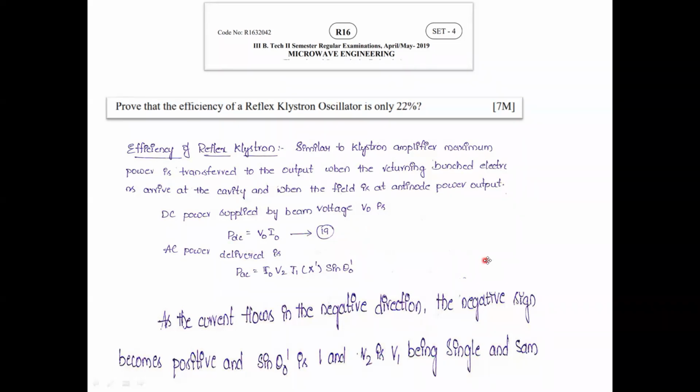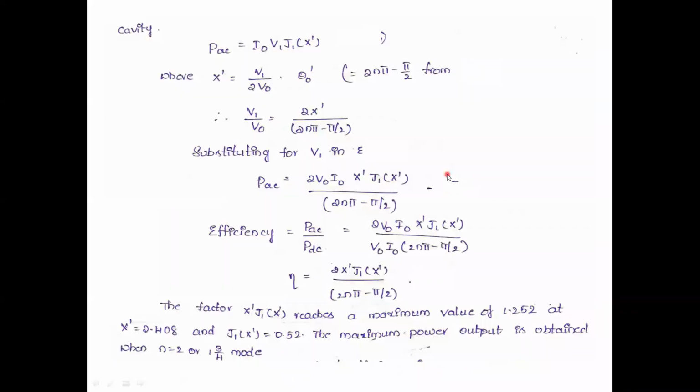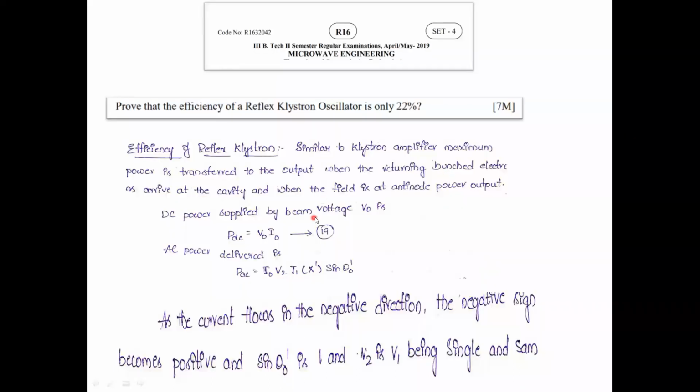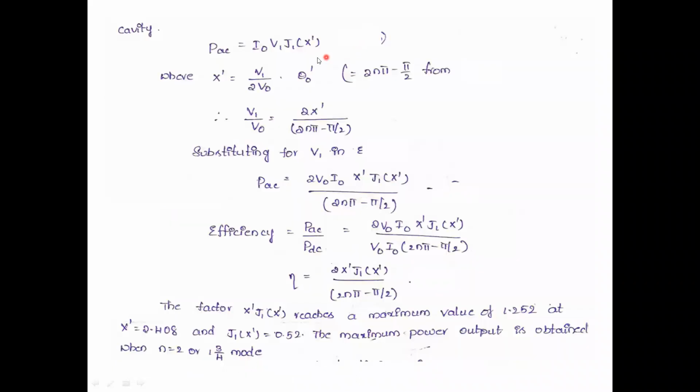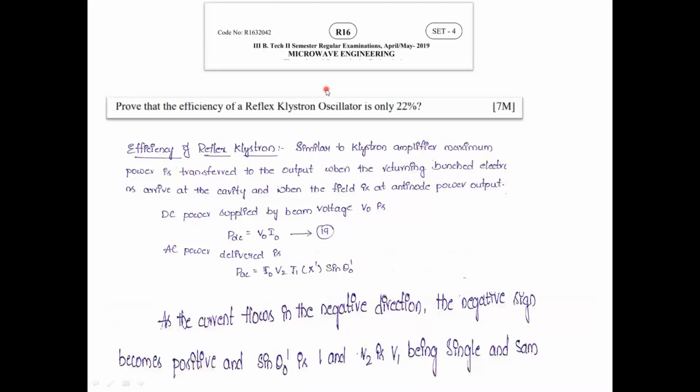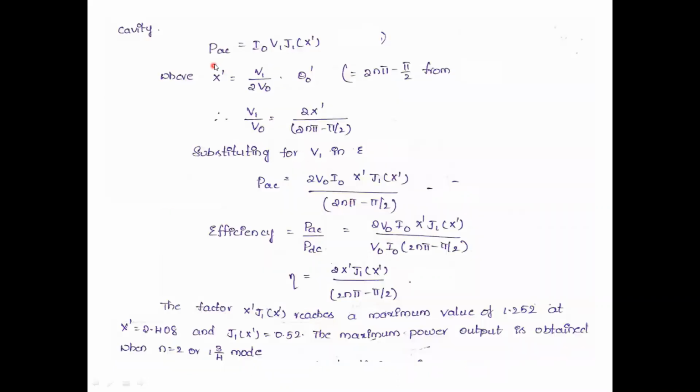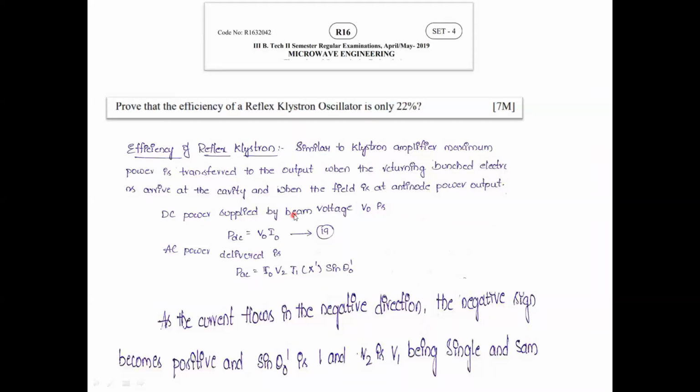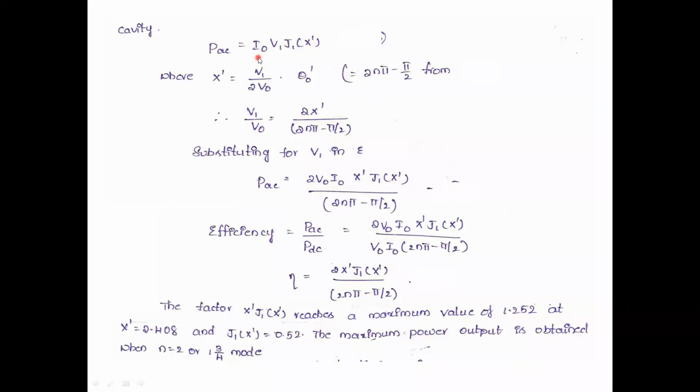Now come to the next step. Here we have the same equation of PAC, I naught V2 J1 of x I naught. Here the sin theta term is going to be 1, and the v2 term is going to be single one. So I am replacing here, so our previous PAC converted into PAC I naught v1 j1 of x.